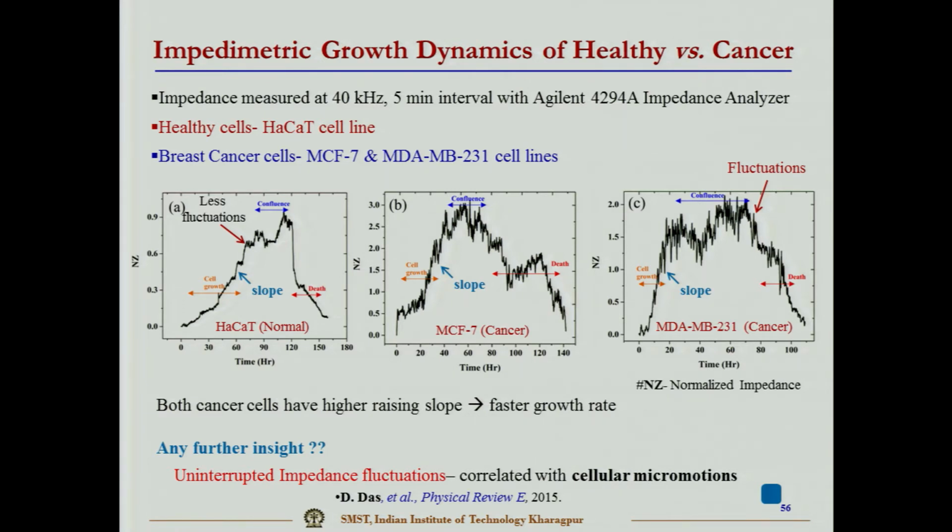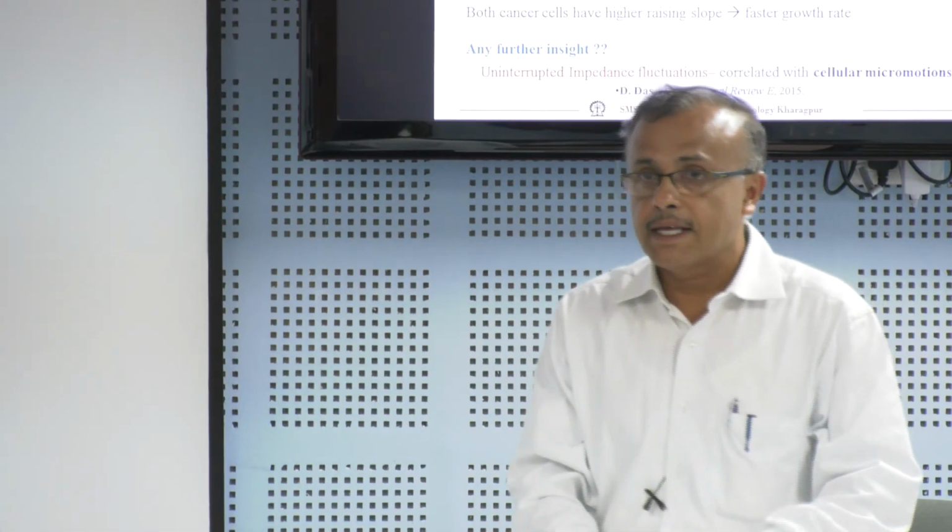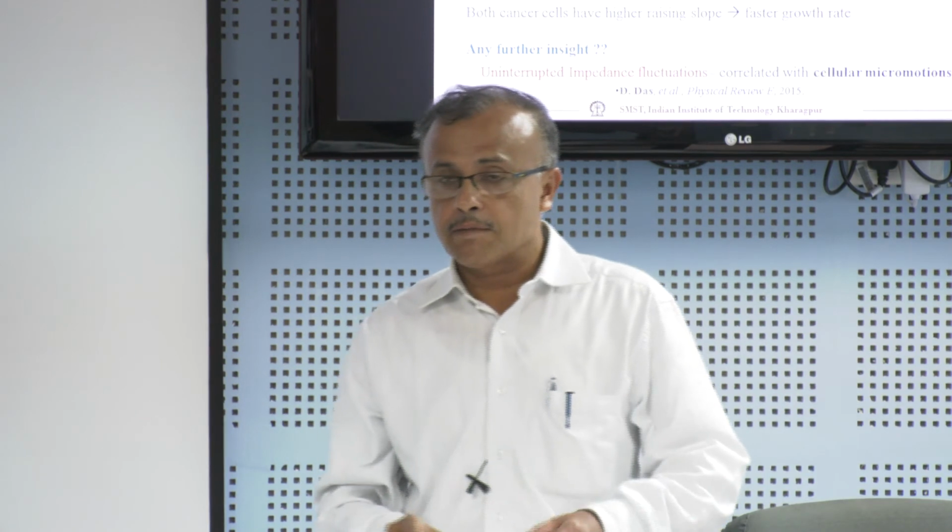The second one is the fluctuations. With bioimpedance you will have fluctuations of the data, it is obvious. But here, if you see, the fluctuation is very small compared to this and this. Why? Because this is a normal cell, and as the cell growth process takes place, a normal cell will more or less remain there.